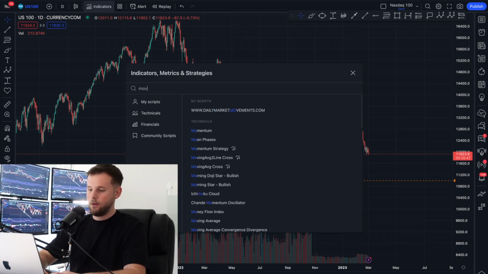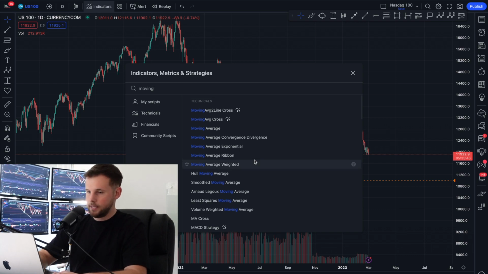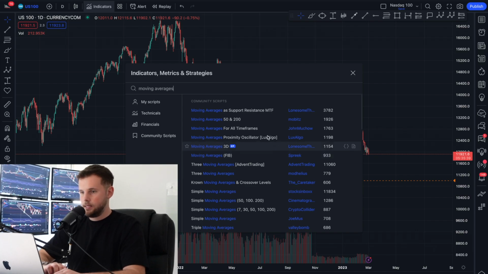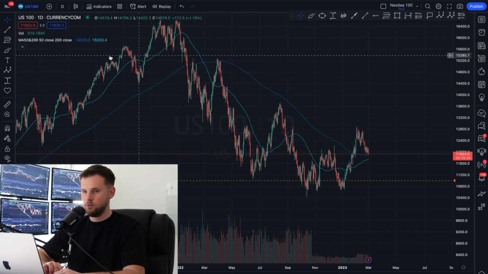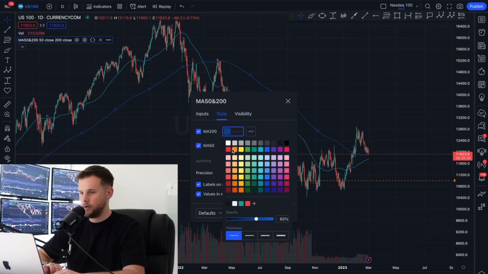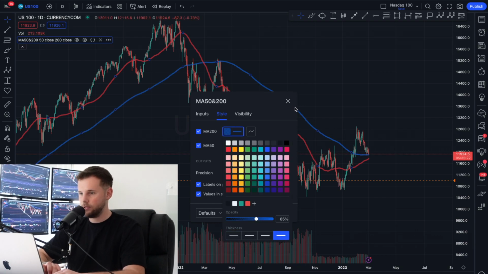So if we go and type down moving averages here on the indicator tab, this is what we're looking for, the 50 and the 200-day moving average. This is what I like to use. I do actually like to change the colors, so if you prefer a different color, you can do so. I like to have my 200-day as a blue line, and my 50-day as a red line, and then I like to make the lines a bit thicker as well, which you can do at the bottom of your screens.